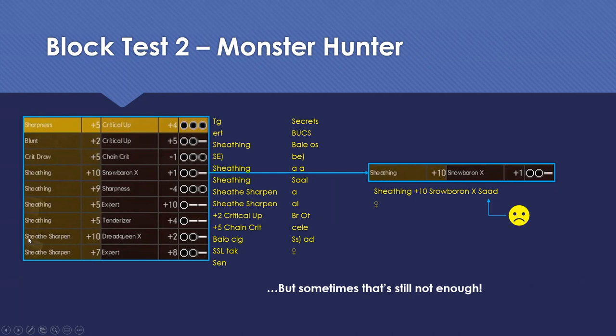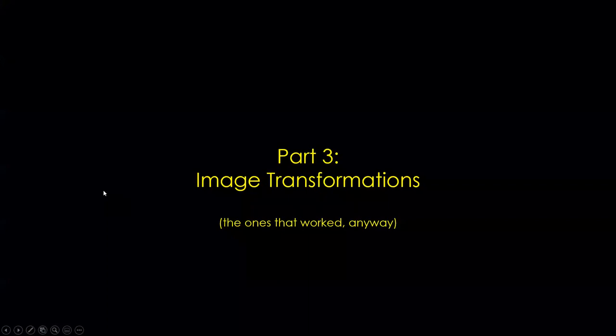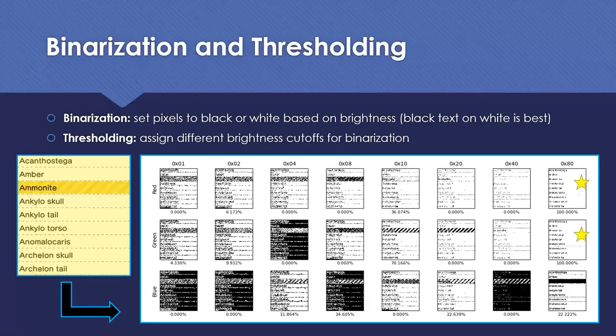If you look at right here, where it says sheath sharpen, you can see that there's some bleeding between the H and the E, the A and the T, for example. There's a lot of that going on with this font. So a good font is very important. So if we look at image transformations, well, quite a few of them. I'm just going to focus on the ones that I liked anyway.